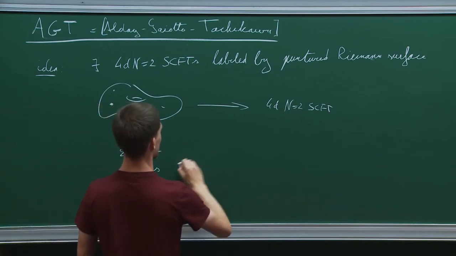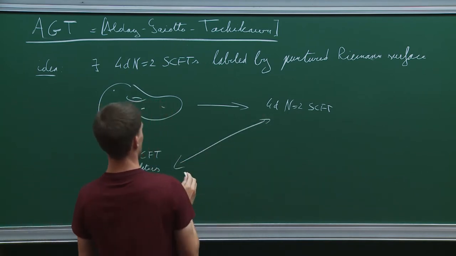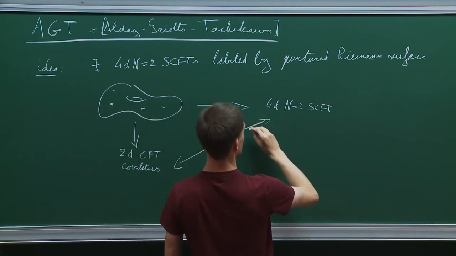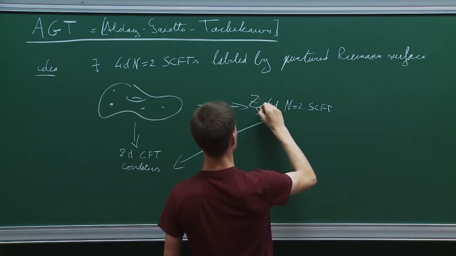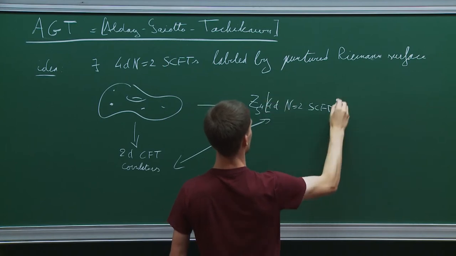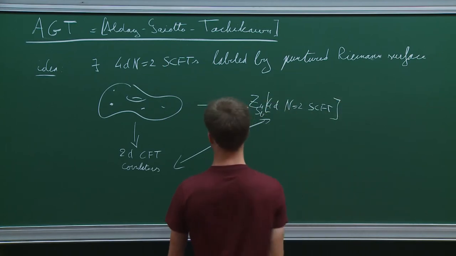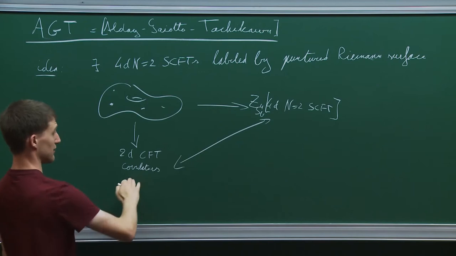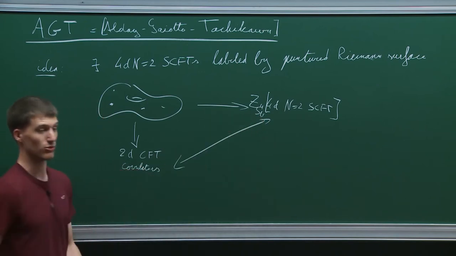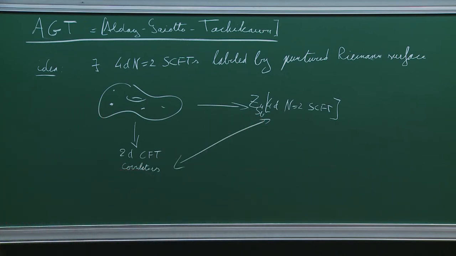And the AGT correspondence says that if I take this 4D N=2 superconformal field theory, I compute this partition function on the four-sphere, or actually on the squashed four-sphere, then there is a relationship between these two elements.